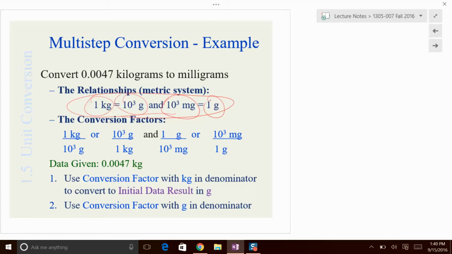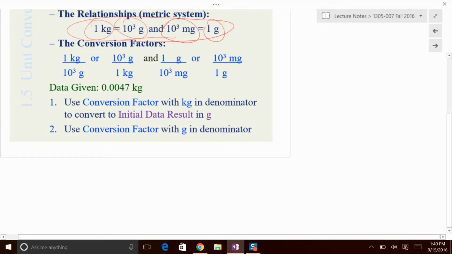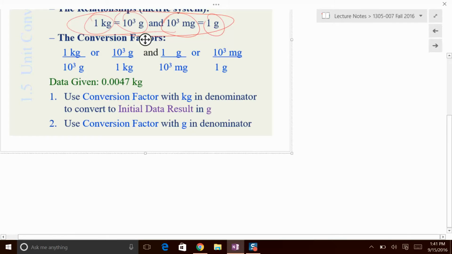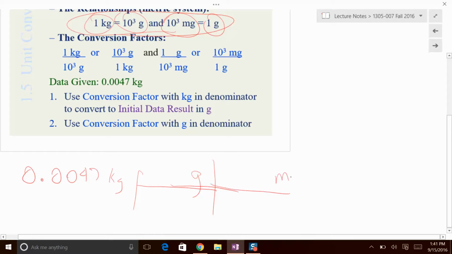So if I want to set this up, I could do it in a couple of different ways, but I could set it up like this, 0.0047 kilograms. And I want to go to first grams, and from the grams I want to go to the milligrams. So that would be a process that I could follow.